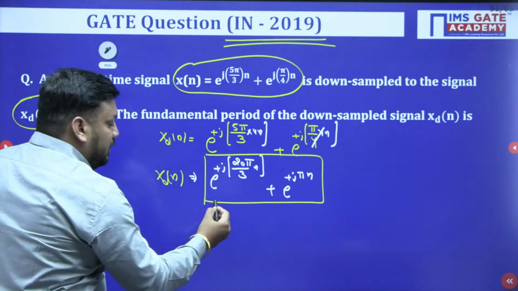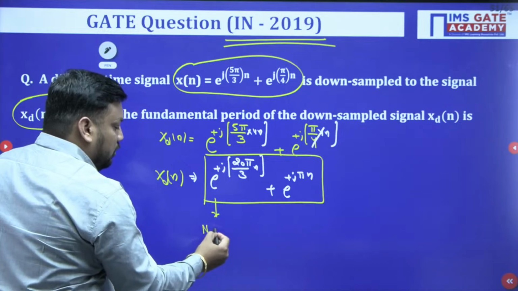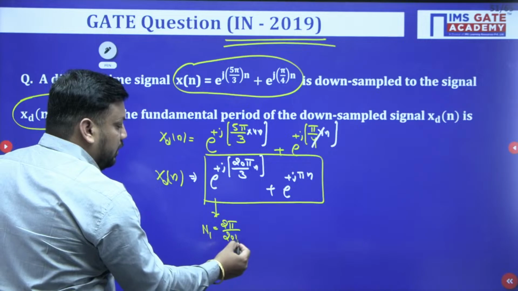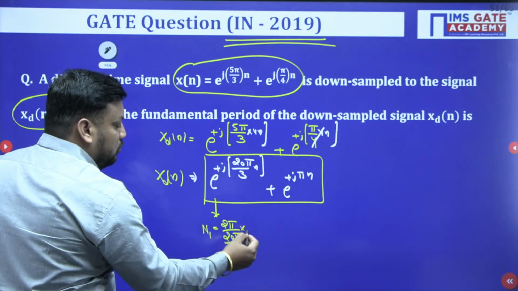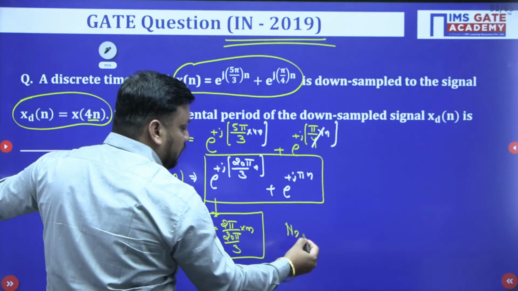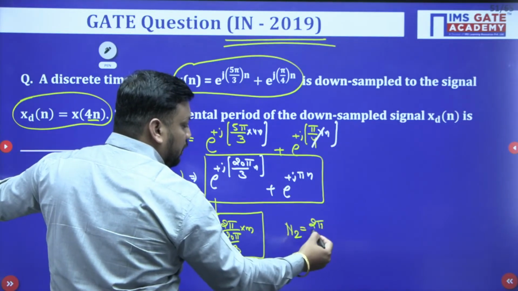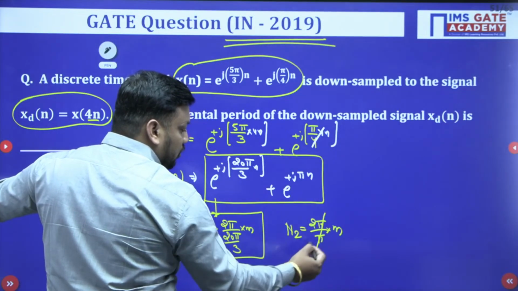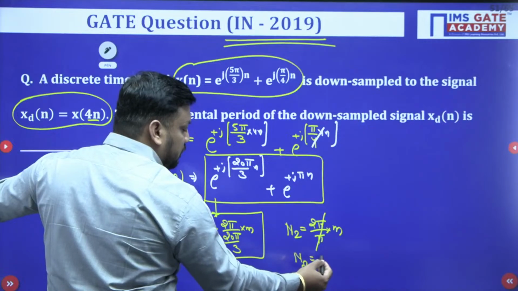Now you should tell me what about n1. If I talk about n1, it is nothing but 2 pi upon omega 0, which means it will be 2 pi by 3 pi into small m. If I talk about n2, it will be 2 pi upon omega 0, which means pi into small m. So again pi gets cancelled out, and m cancels out. So the n2 value is nothing but 2.